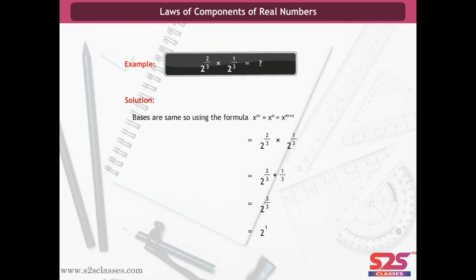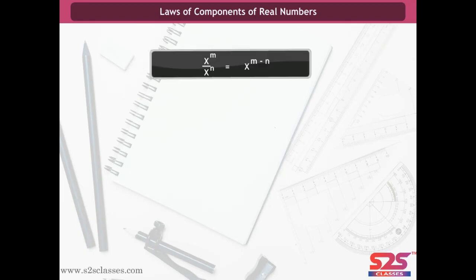Now the second law that we are going to study is x raised to the power m by x raised to the power n is equal to x raised to the power m minus n. This means if two or more numbers with the same base are divided, then the answer is the base raised to the upper exponent minus the lower exponent. Let us understand with the help of an example.